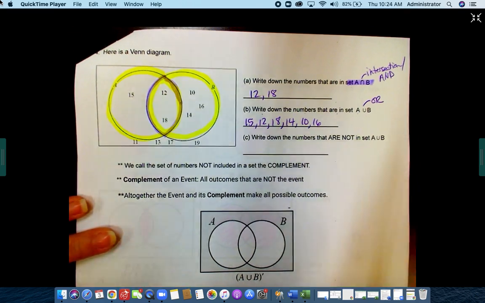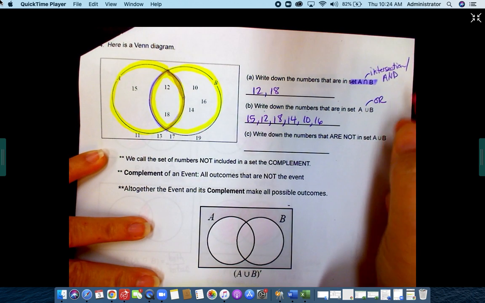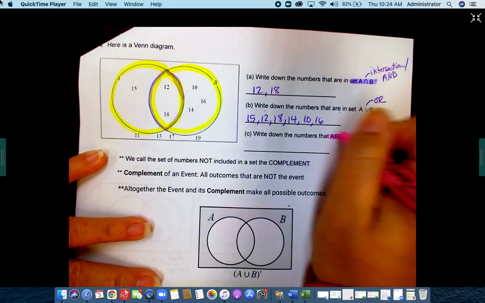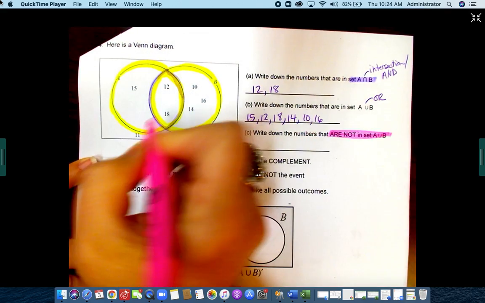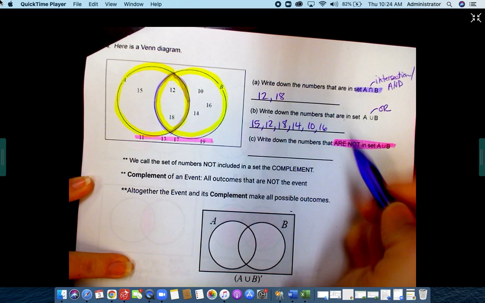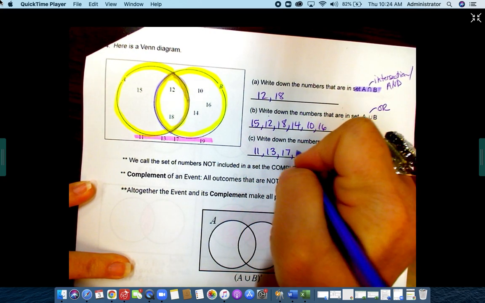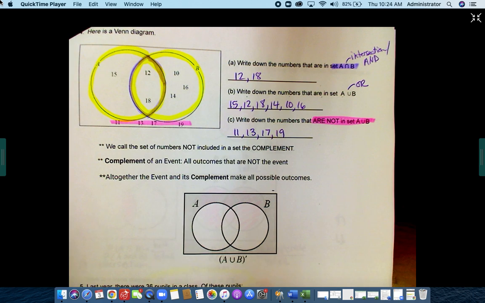Now I want you to write down the numbers that are not in A or B. Not in A or B. This is different, new concept. Well, that's these numbers. So the numbers not in the set are 11, 13, 17, and 19.